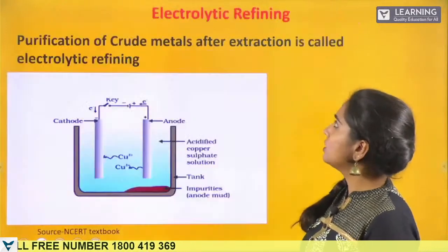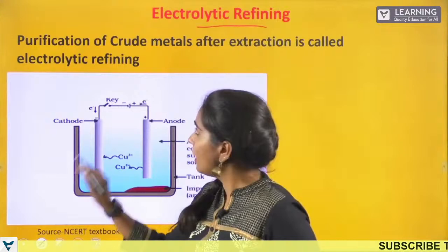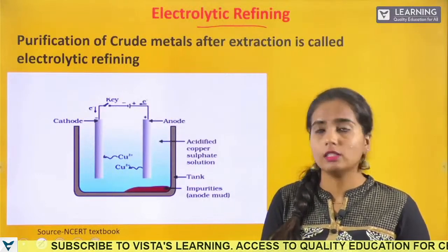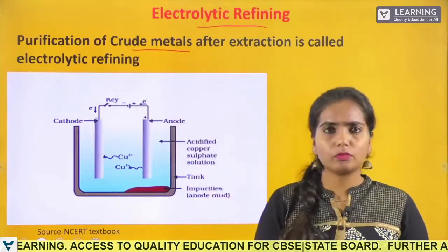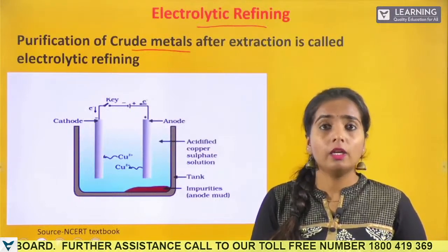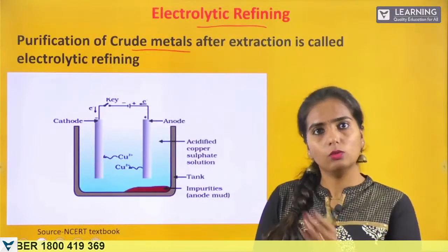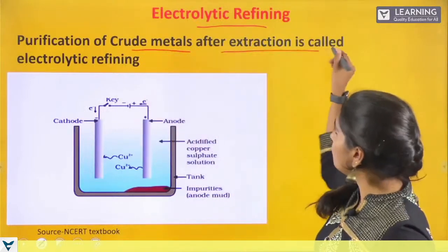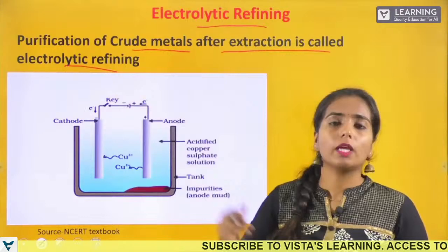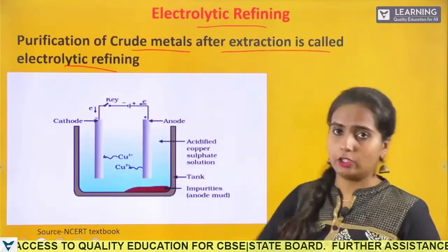Now, let's move on. Next process is called electrolytic refining. What happens here? You can see I have put the definition. What actually is refining? Refining is purification of crude metals. Now, whatever metals you got will not be completely pure. As I told, it will be 90%, 95% pure. You have to obtain it in completely pure form. There it undergoes a process called refining. So, what is electrolytic refining? Purification of crude metals after extraction is called electrolytic refining. So, this is also one of the important definitions to remember.